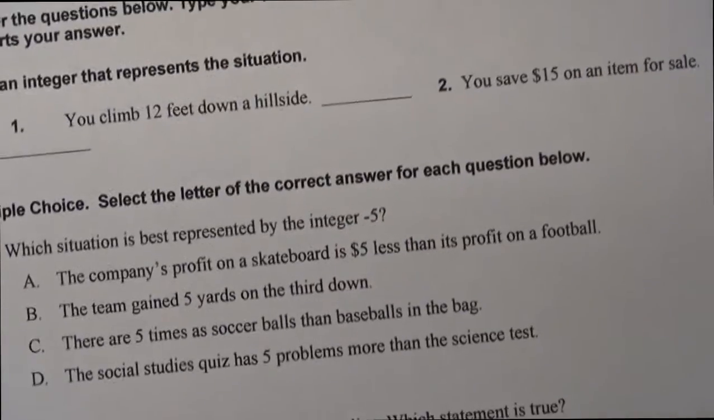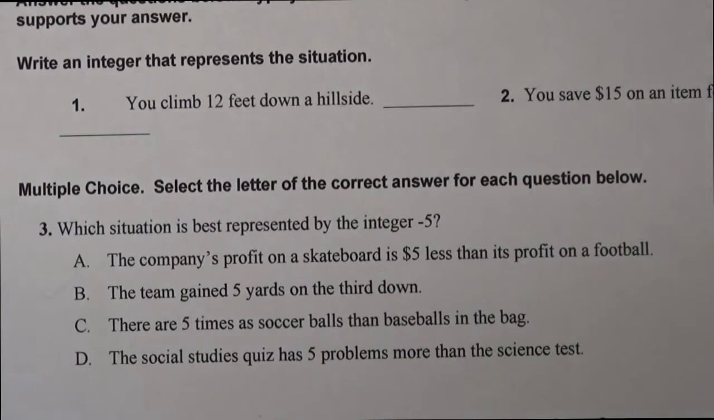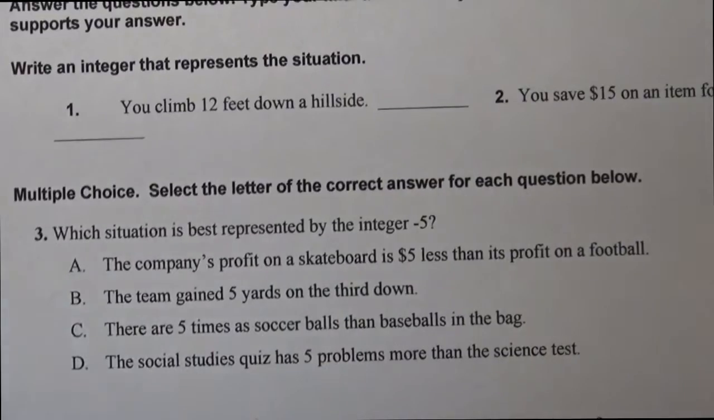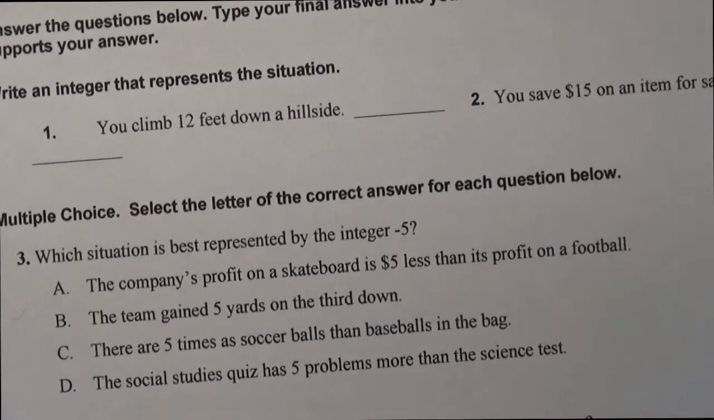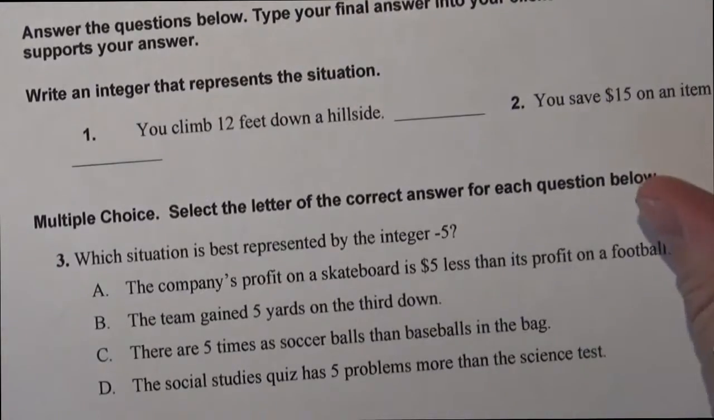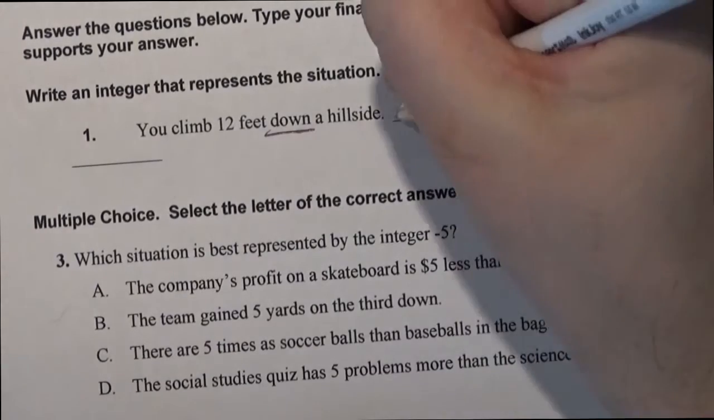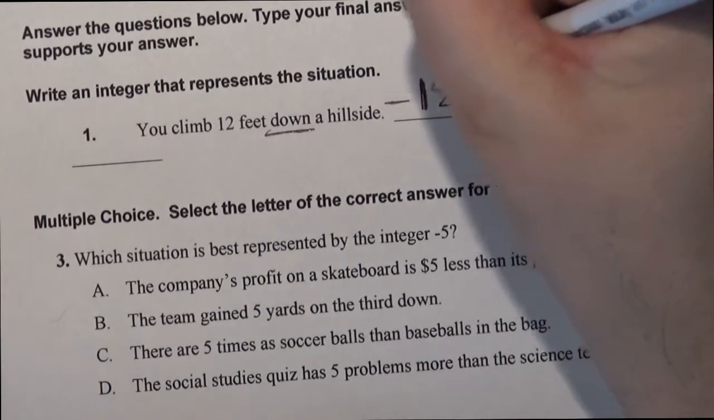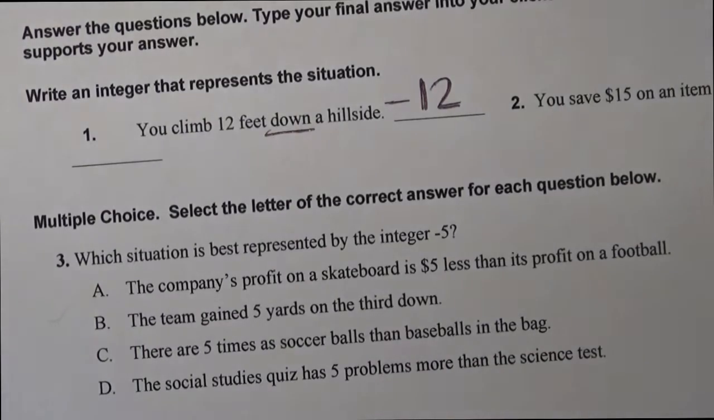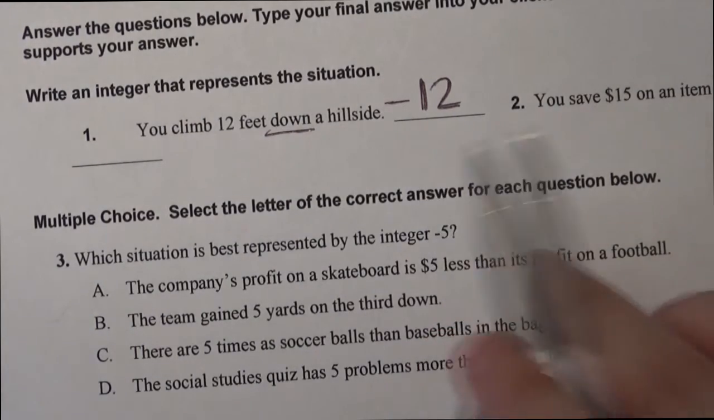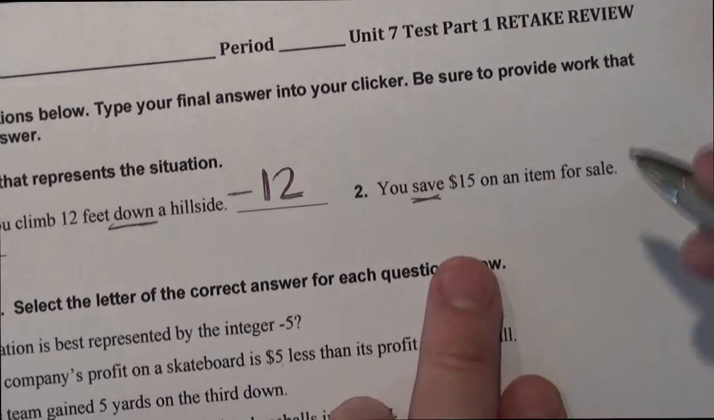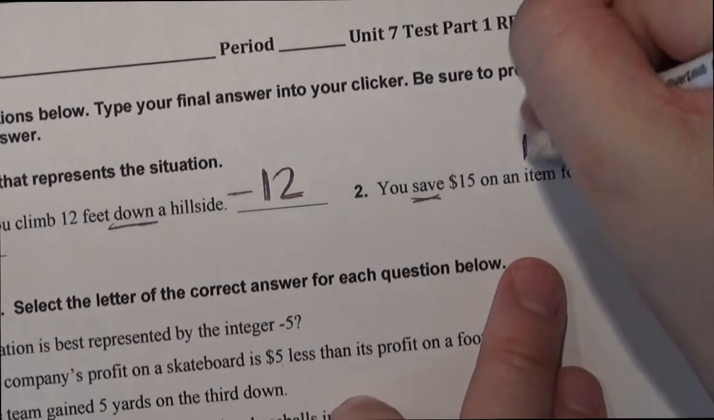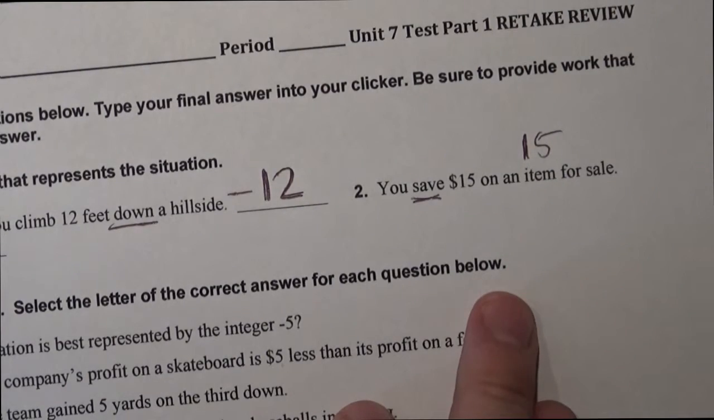For part 1, we begin by writing down an integer that represents the situation. Hopefully you remember learning some of our vocabulary words that represent integers. Number 1 says you climb 12 feet down a hillside. That word down should mean something to you, and you're going to think it's a negative integer, and you'd be right. That is negative 12. Number 2 says you save $15 on an item for sale. Well, you're saving money. That money stays in your pocket. That is a positive integer, and it would be 15.